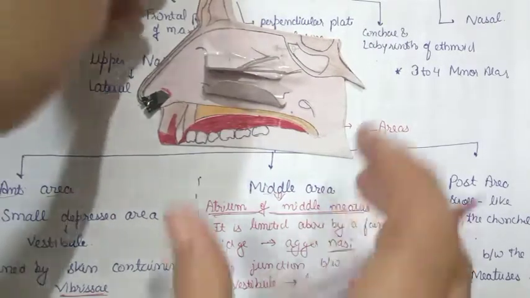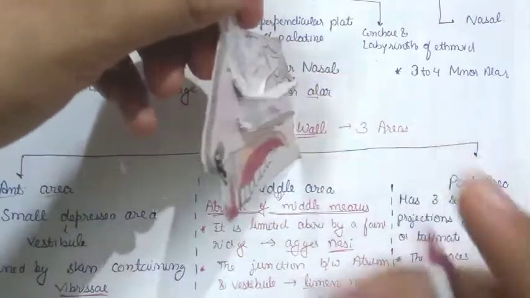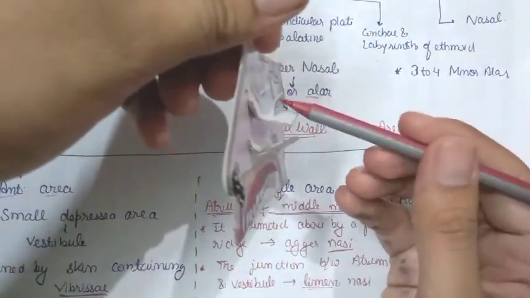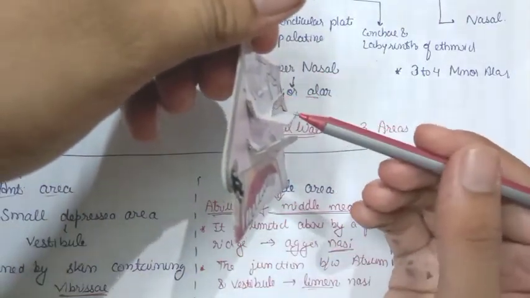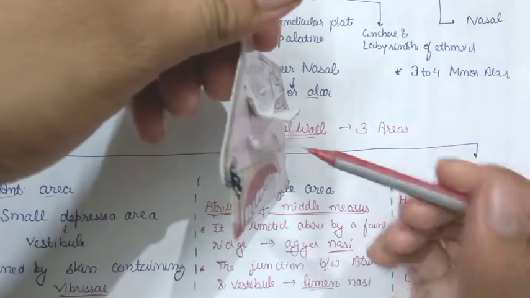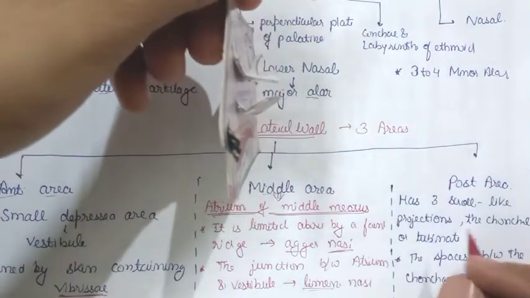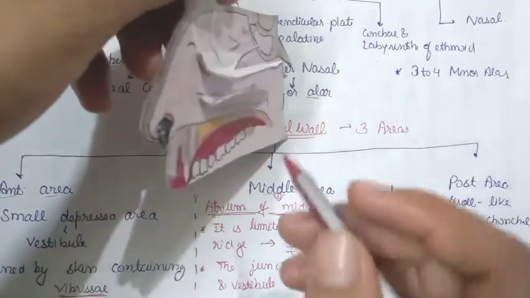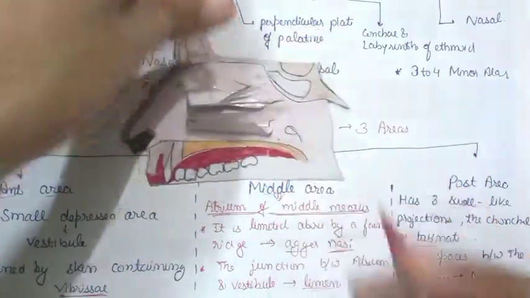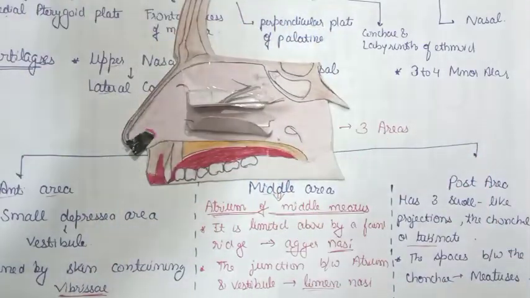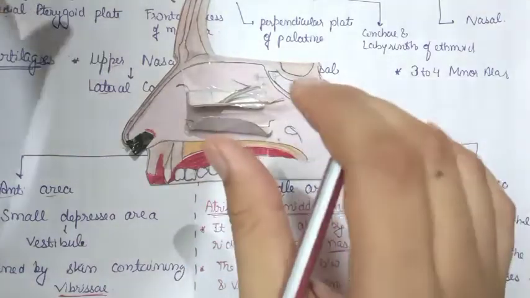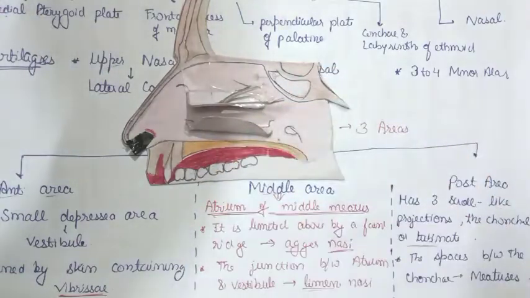The posterior area, as I told you, has three projections. This is the first projection, this is the second projection, and this is the third projection. These are called the conchae or the turbinates, and the spaces in between are called the meatus. The next video is about some structures, spaces or communications of the lateral wall, and we will be discussing the conchae and meatus in the next video.